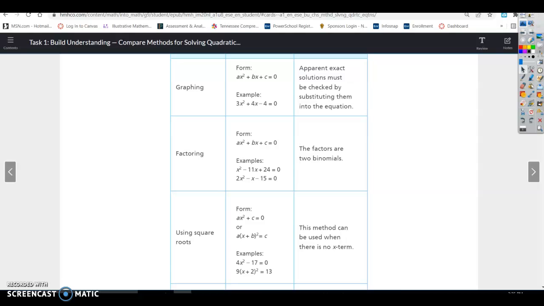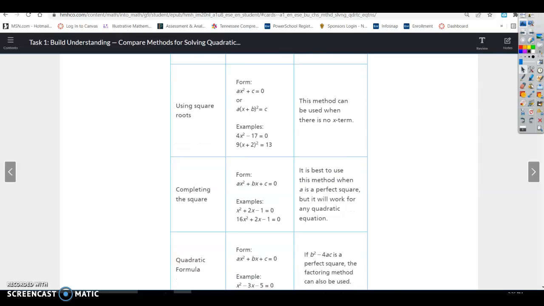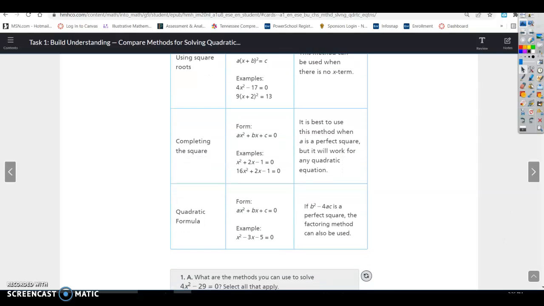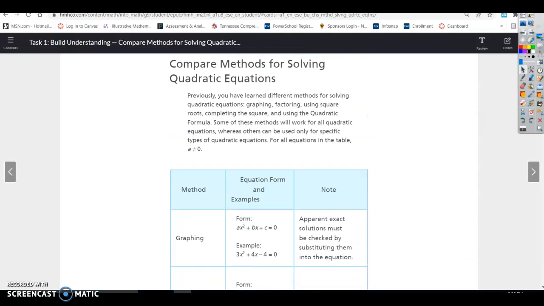So we learned how to graph it. We've learned how to factor. We've learned how to use square roots. We've learned how to do completing the square. And now the quadratic formula. So there are lots of methods you can see to being able to solve a quadratic equation. So let's see what we've got.